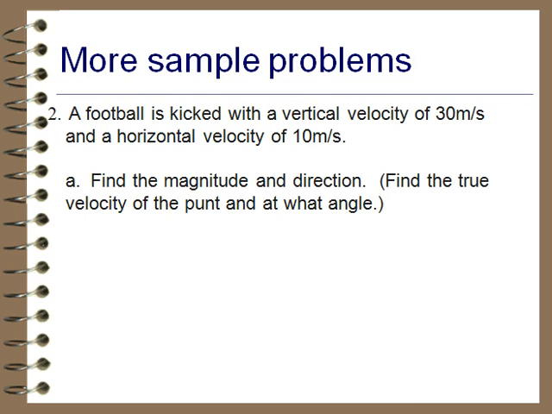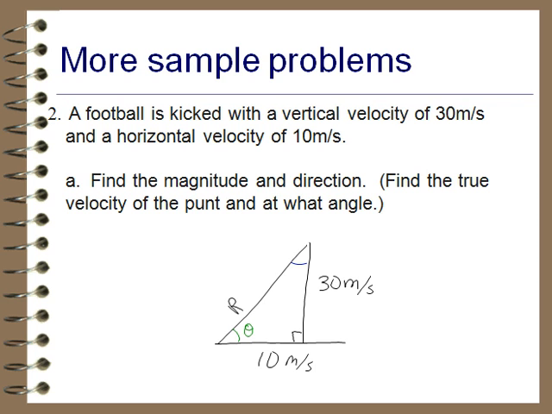Now we're actually given the two components, and we have to figure out the magnitude and the direction. So this is what we've been doing before with our vectors. And so let's read this. A football is kicked with a vertical velocity of 30 meters per second up and a horizontal velocity of 10 meters per second. Find the magnitude and the direction. That means find the velocity, the magnitude, and the direction would be the angle up from the horizontal.